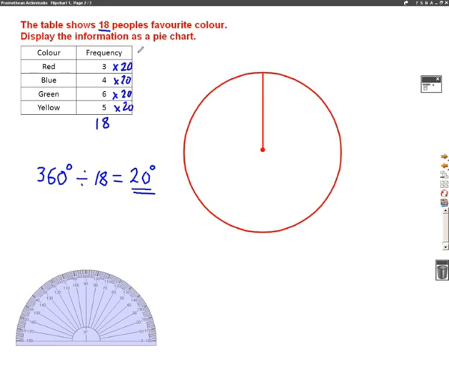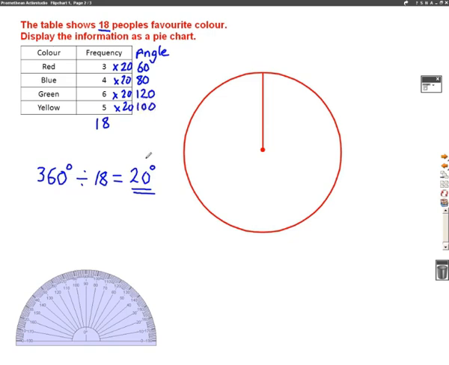And if I do that, I can have an extra column called angle. So 3 times 20. So the angle for red will be 60 degrees. 4 times 20. The angle for blue will be 80 degrees. 6 times 20. So the angle for green will be 120 degrees. And 5 times 20, the angle for yellow will be 100 degrees.